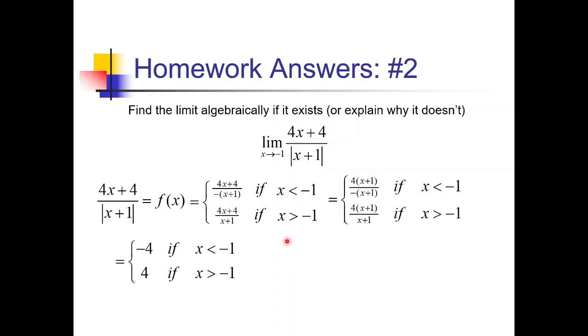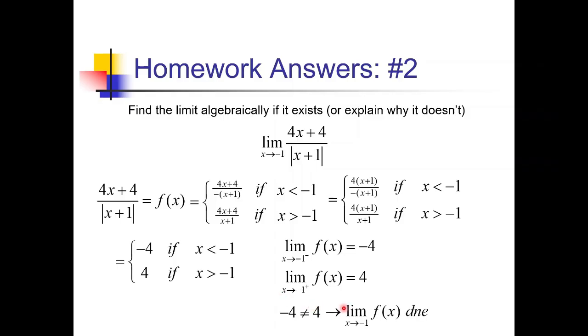And now for the two-sided limit, since this is a border value, negative 1, I actually have to plug negative 1 into both sides. So for my left side limit, I've just got this constant of negative 4. For the right side limit, I've got the constant of positive 4. Since those don't match, that means that my two-sided limit does not exist.